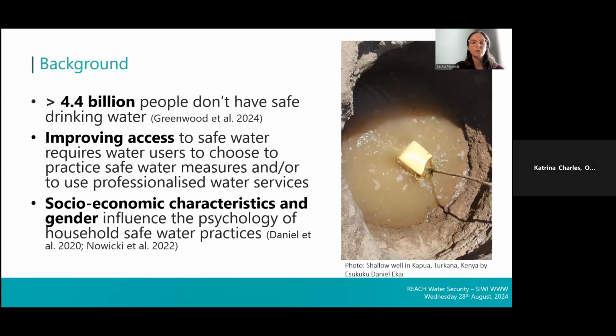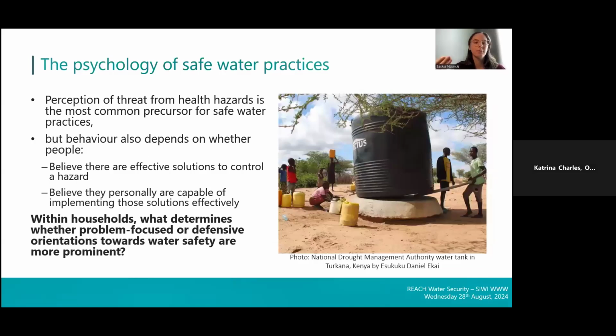From decades of research, we expect that socioeconomic characteristics, including gender, are going to influence the psychology of household safe water practices and this choice making. So to give a bit more information on what I mean by that, we can start by thinking, of course, health threat perception is important. People need to know about a threat to see a need to protect themselves from it. And we know that threat perception is moderated by gender. So research on many different hazards finds gender relates to threat interpretation and levels of concern.